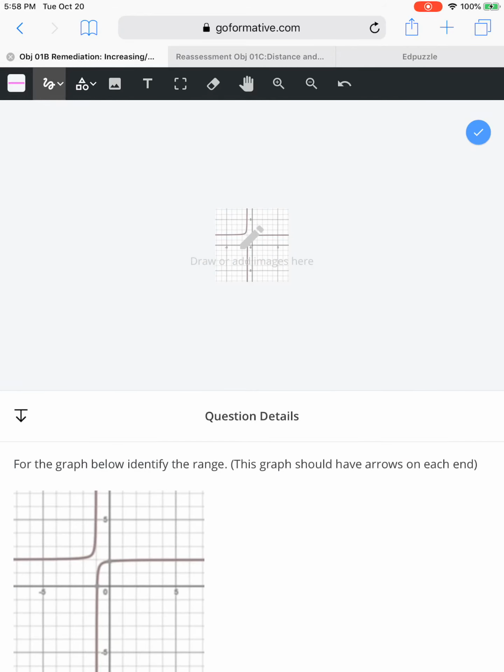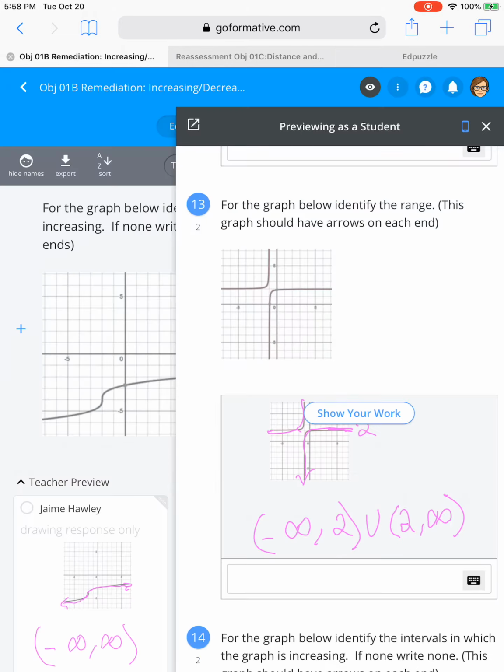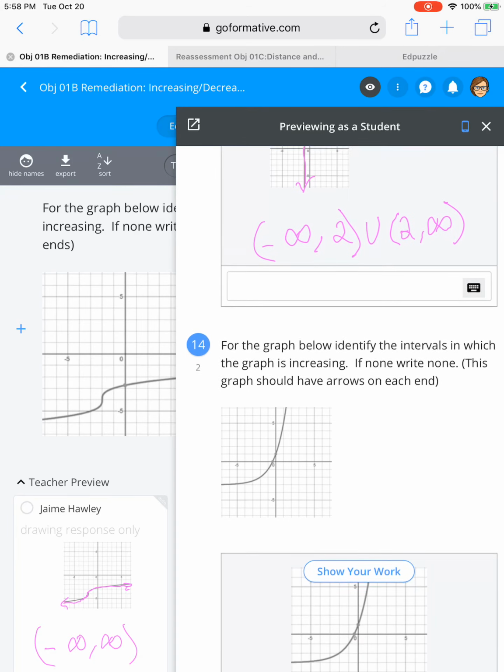Identify the range. So my range, first thing I look at, does my graph keep going down? Yes, it goes from negative infinity. My range is in 2 parts, so I have this part here, and then I have this part here. Well, these parts kind of split at 2. So my graph goes from negative infinity, stops at 2, and then the other part starts up again at 2 and goes to positive infinity.